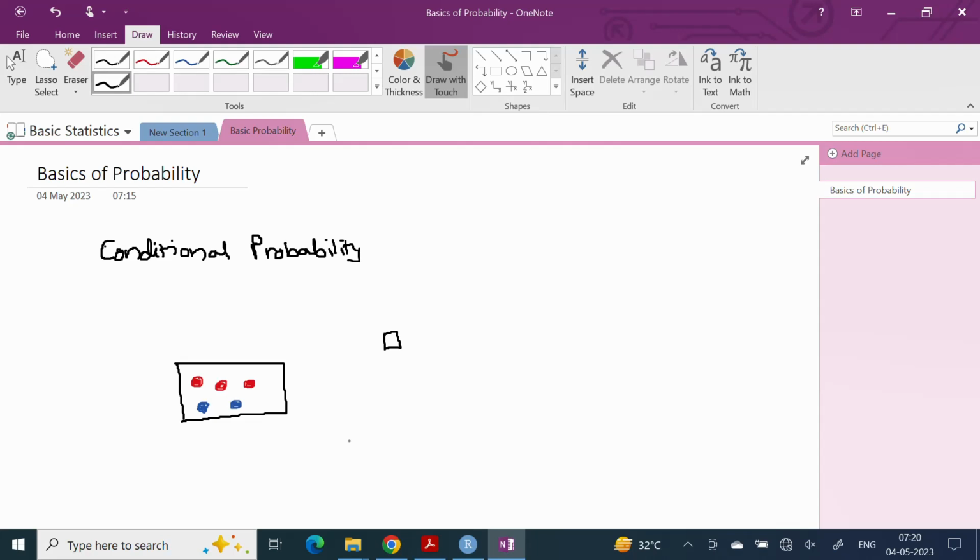Now, normally we know that when I pick out the first ball, my chances of getting that ball as red are 3 out of 5, because I have 5 balls, all of equal size, and 3 of them are red. At that time itself, my chances of picking a blue ball are 2 out of 5. So this happens on the first try.